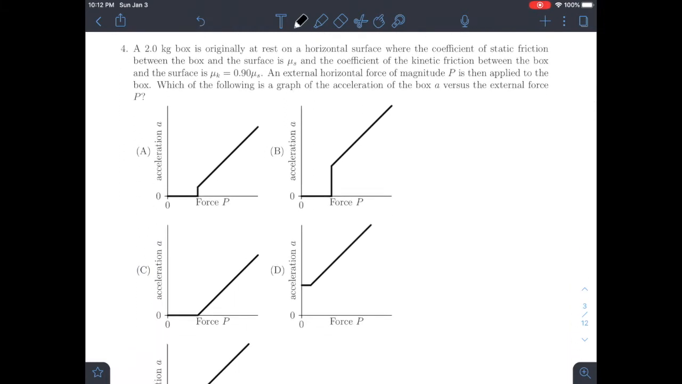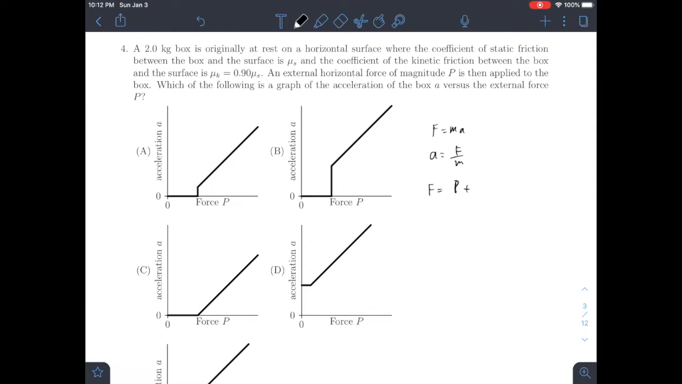The fourth question. A 2 kilogram box is originally at rest on a horizontal surface. The coefficient of static friction between the box and the surface is μs, and the coefficient of kinetic friction between the box and the surface is 0.9 μs. An external horizontal force of magnitude P is applied to the box. Which of the following is the graph of the acceleration of the box a versus the external force P?